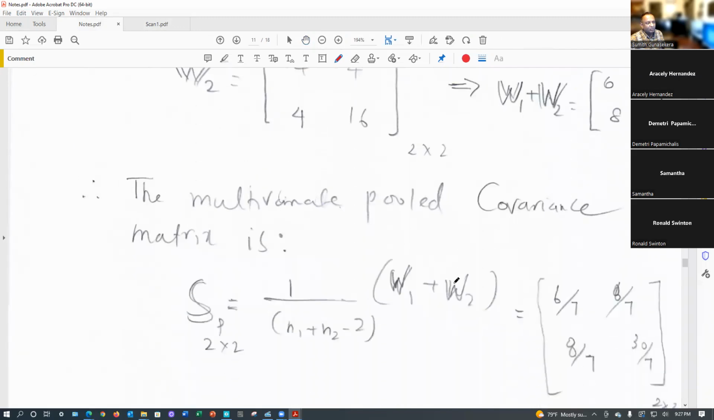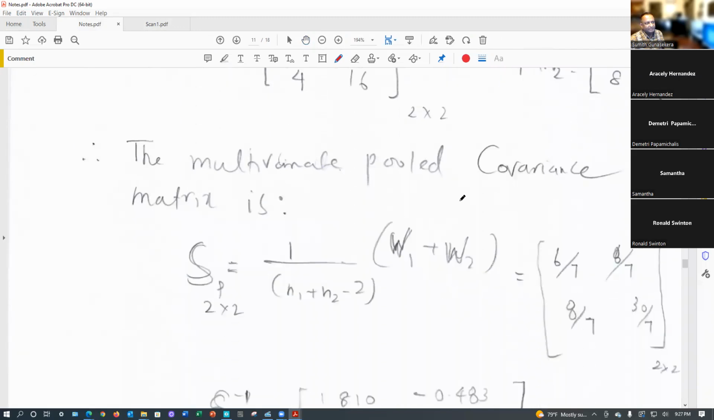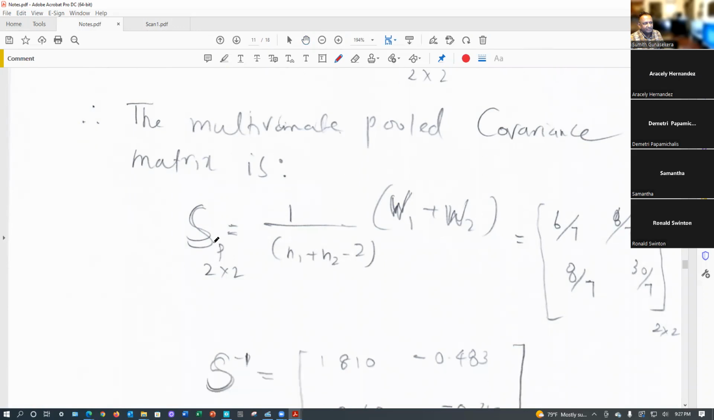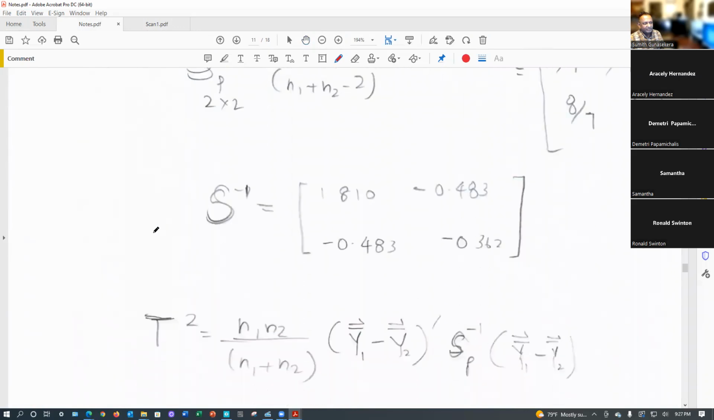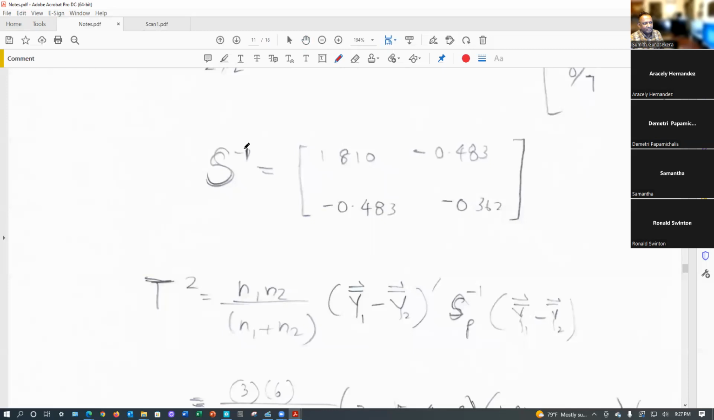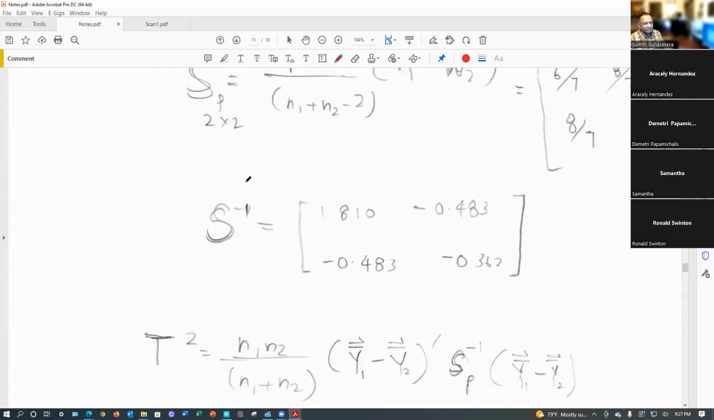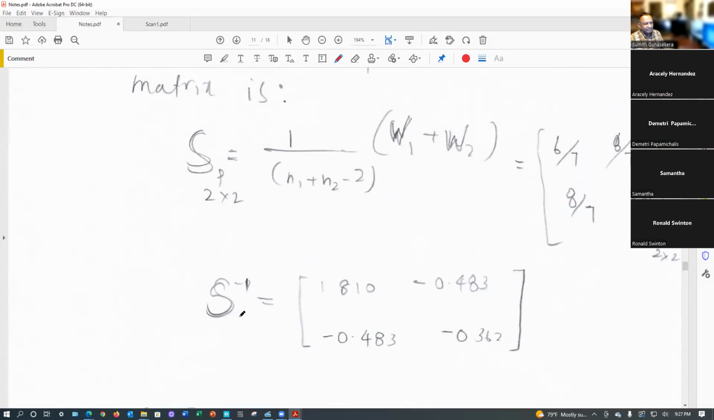Then you're going to get the pooled one like this. You add those two and then divide by n1 plus n2 minus 2. That would give you the pooled one, the multivariate pooled covariance. For this particular case, you really need that one. Then you get the pooled one. And then you're going to call that one the inverse, if you want. You know how to get the inverse.